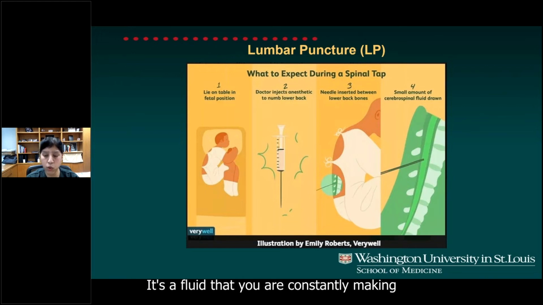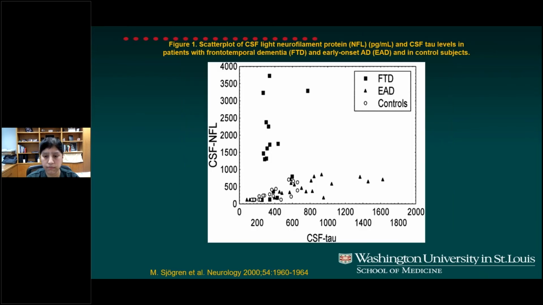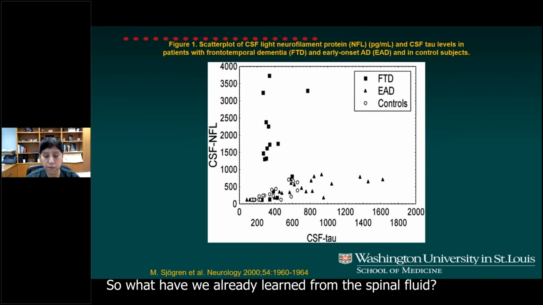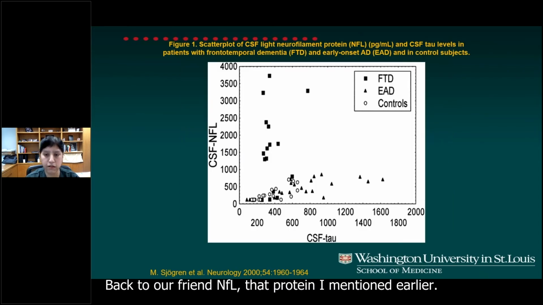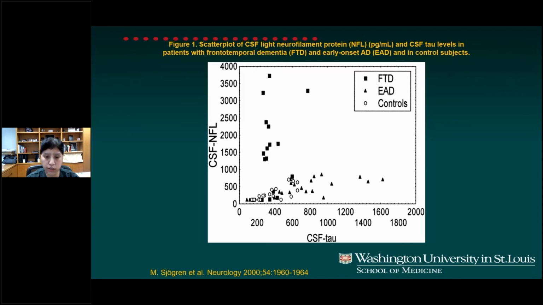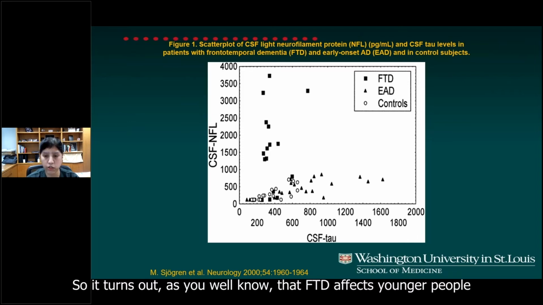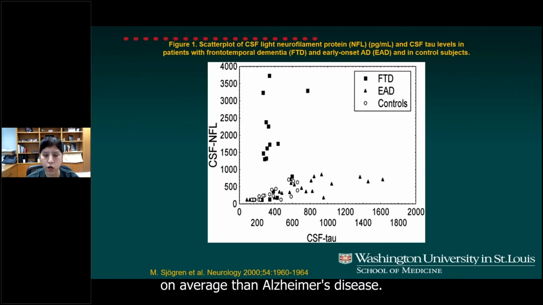It's a fluid that you are constantly making as a filtered version of your blood, so you make it back in just a few hours. So what have we already learned from the spinal fluid? Back to our friend NFL, that protein I mentioned earlier. So it turns out, as you well know, that FTD affects younger people on average than Alzheimer's disease. But there are early onset Alzheimer's patients as well. That means that age range often overlaps. How do we sort things out?